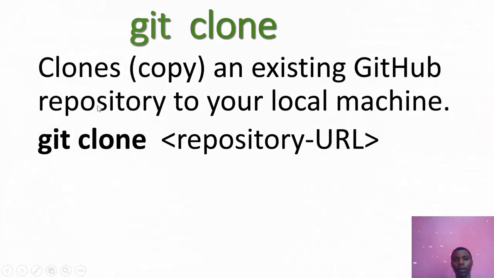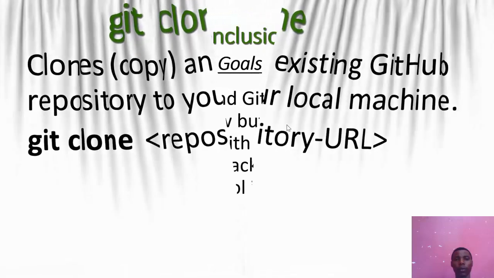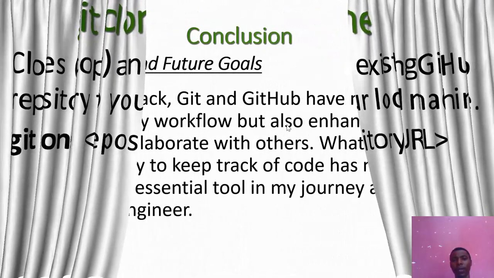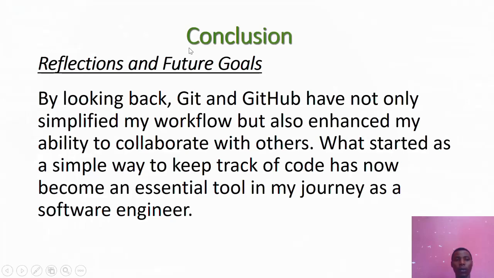Okay, git clone. Clone or copy an existing GitHub repository to your local machine. Just type git clone and put your repository URL. So after git clone, we can make the conclusion, the reflections and the future goals.